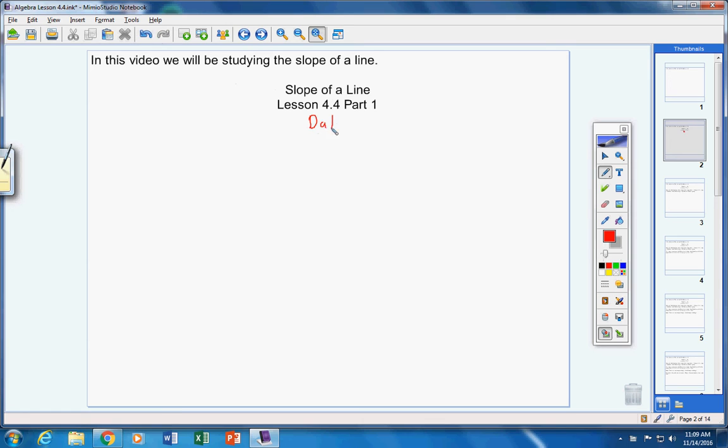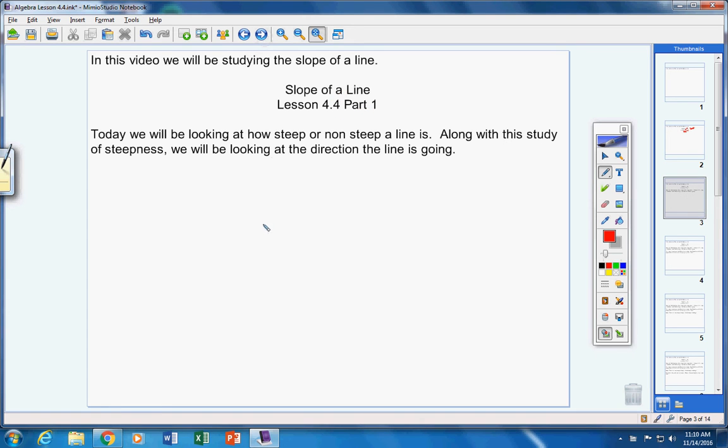Now, obviously, as you can tell by your heading, we're going to divide lesson 4.4 up into more than one part. In fact, we're going to divide it up into two parts, okay? So today's part 1, and the next video will be part 2, okay? Slope of a line, lesson 4.4, part 1, and be sure and write down today's date.